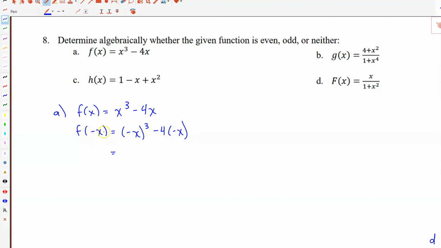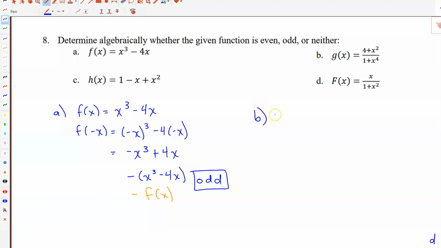If I replace x with negative x, I'll have negative x cubed plus 4x. If I look at the signs compared to my original and factor out a negative, I'll end up with negative parentheses x cubed minus 4x. Compared to my original, this is the negative of the starting function, which means this function satisfies the properties of being odd.